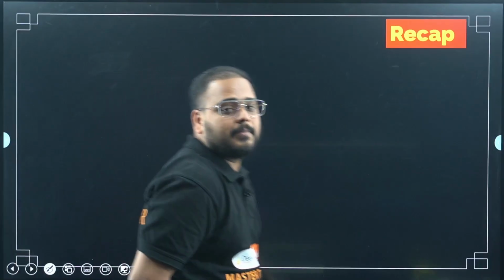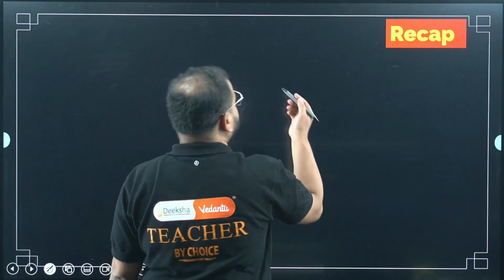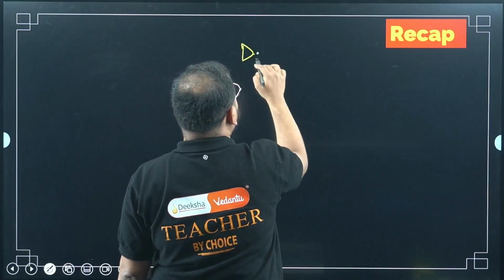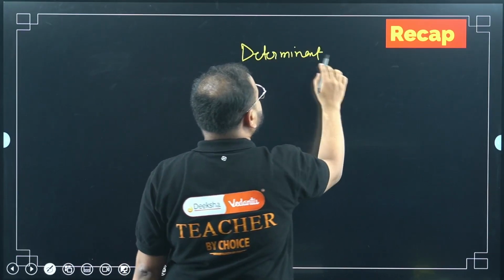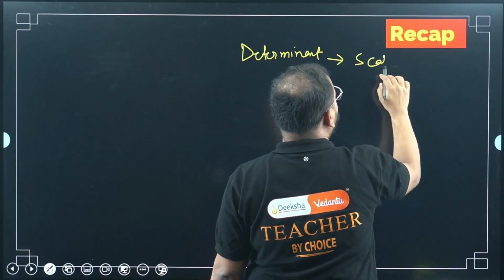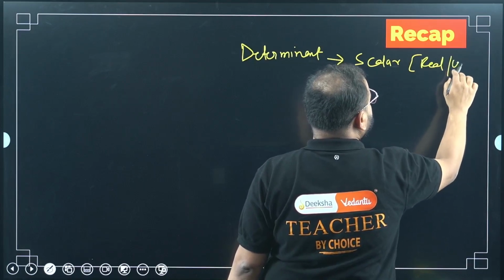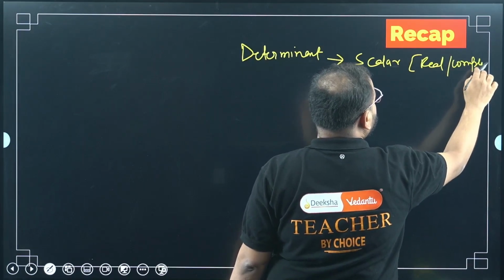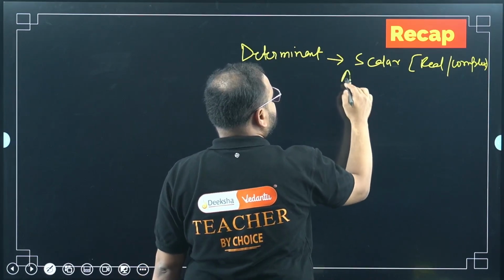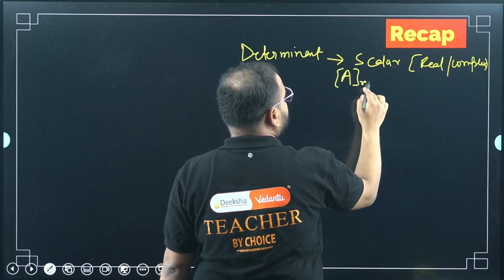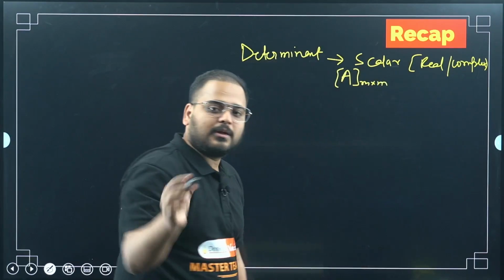If you look at the recap, the first thing was the definition of the determinant. It is a scalar value, which can be either real or complex, associated with a square matrix. A square matrix, so m cross m, not m cross n. The number of rows and columns are the same.